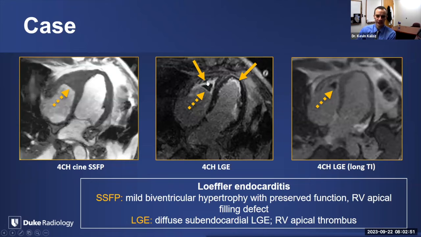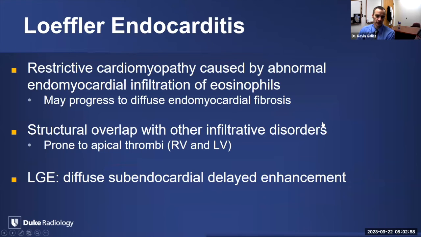So in this history, diffuse subendocardial delayed enhancement, apical thrombi, at least in the RV, this is a classic look for Loeffler's endocarditis, or on the spectrum of diffuse endomyocardial fibrosis. So clearly this is a restrictive cardiomyopathy in the setting of eosinophilic infiltration.